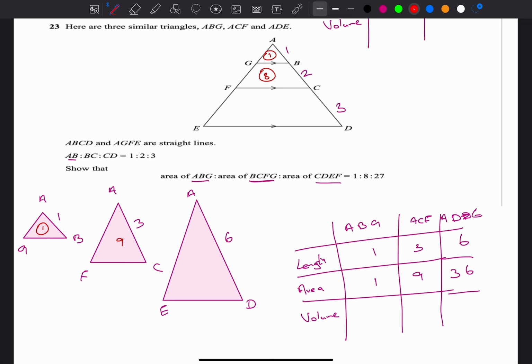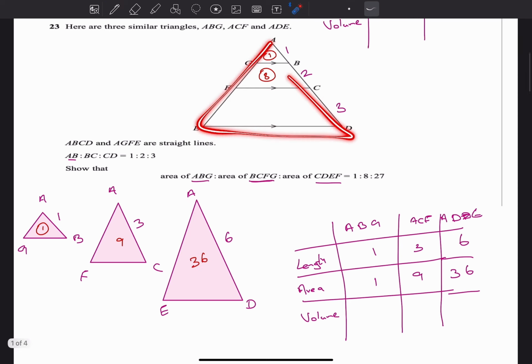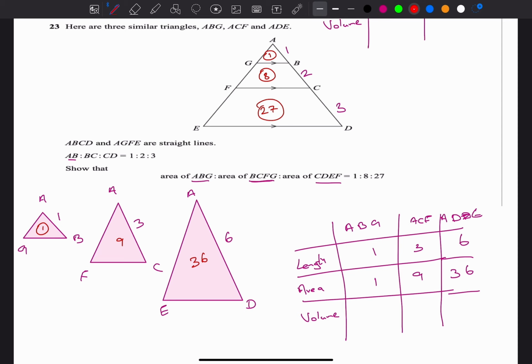But then what is another area? I want this area, but I know the full area according to my table is 36. The full area is 36, I take these 2 out, which is 8 and 1, which makes it 9. So 36 take away 9 is 27. So they want the area of ABG, which is 1. Area of BCFG, which is what I worked out, 8. And the last one is 27. There you go. Short.